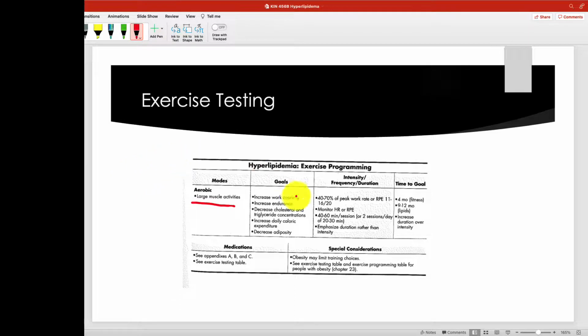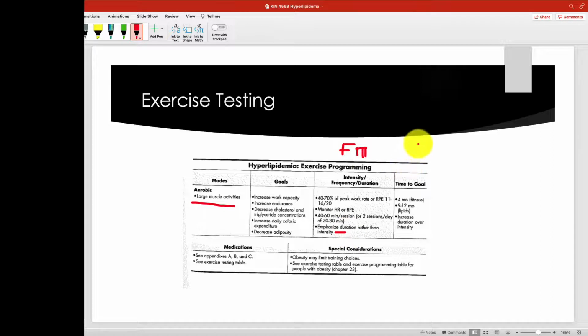So these are the goals you're going to try to get when you work with these people, right? Here's your FITT principle, right? Frequency, intensity, duration. So here's where you want to be. 40 to 70% of peak work rate. Rate of perceived exertion, 11 to 16 out of 20. 40 to 60 minute sessions, or two sessions a day for 20 to 30 minutes, right? Emphasize duration rather than intensity, all right?